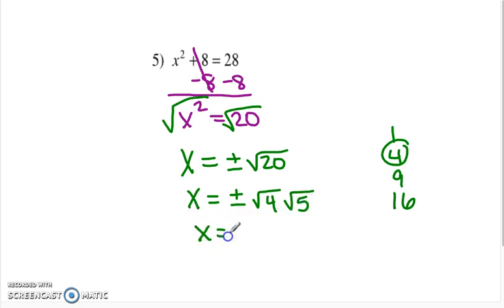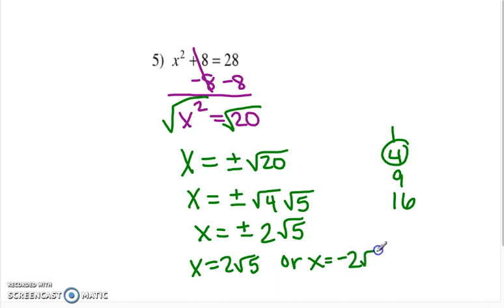So x is equal to plus or minus, the square root of 4 is 2, so 2 radical 5. So x could be 2 radical 5, or x could be negative 2 radical 5. Those are the two solutions.